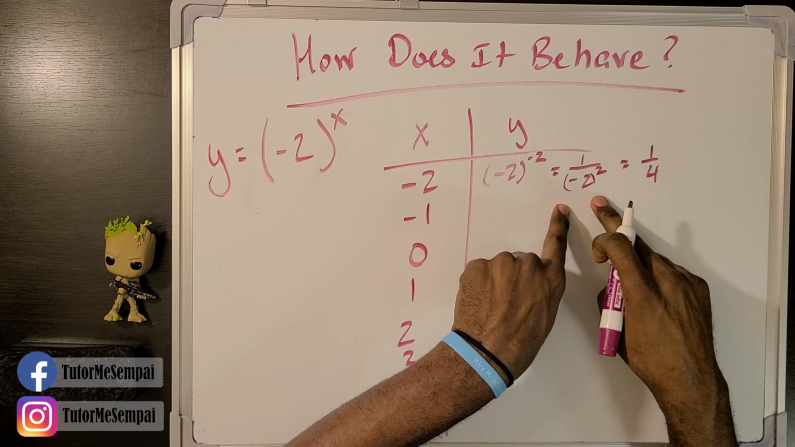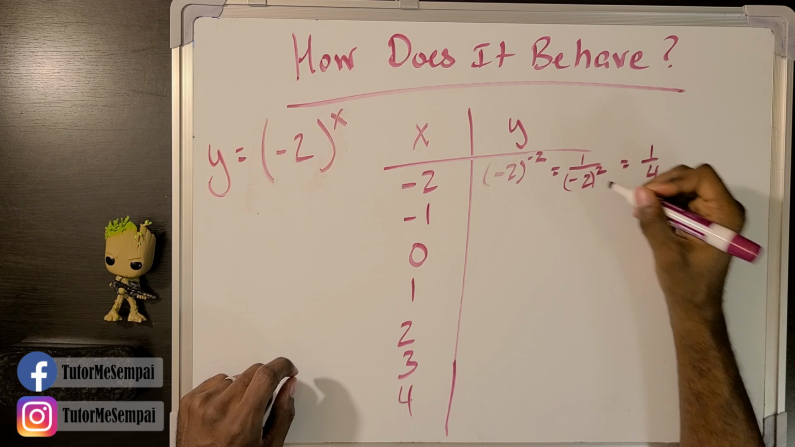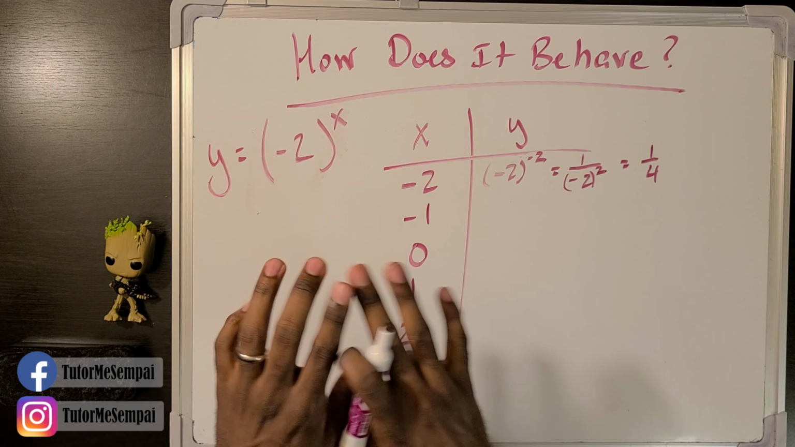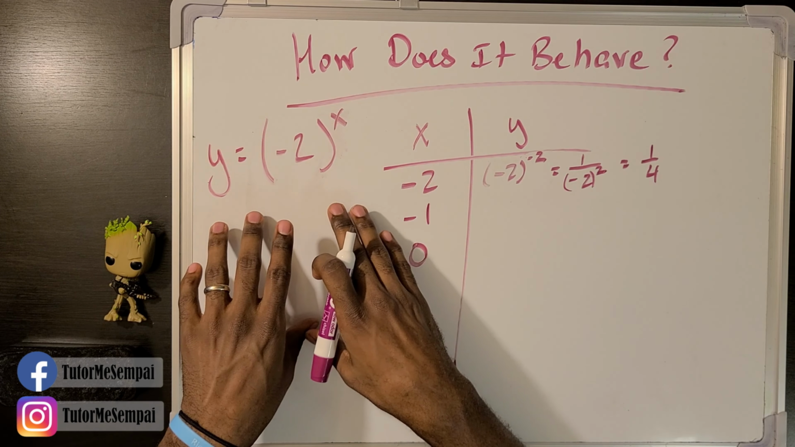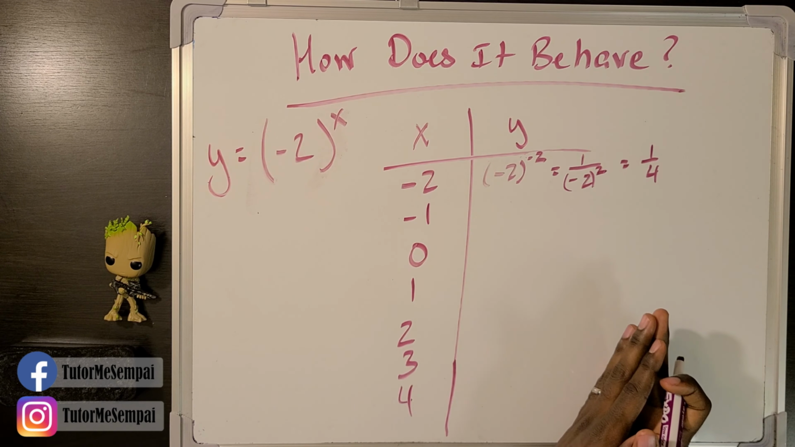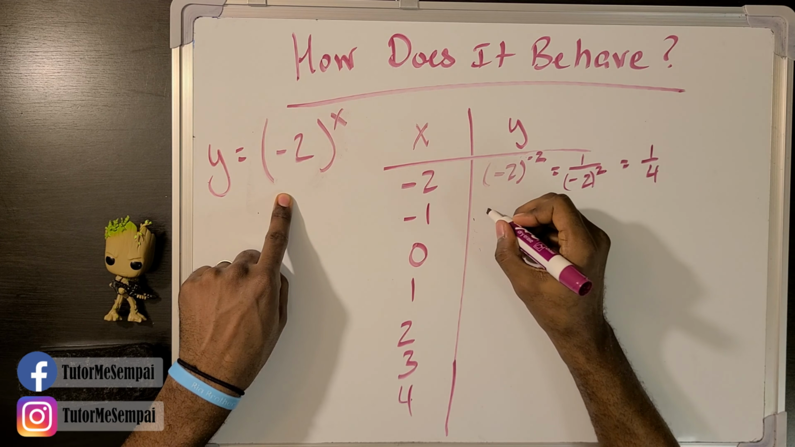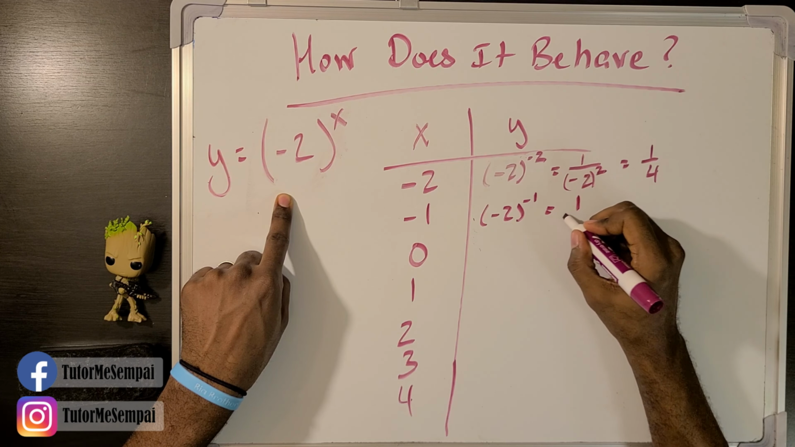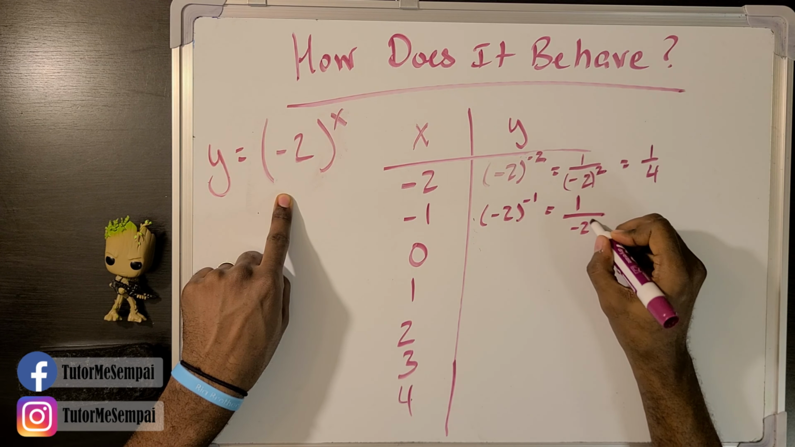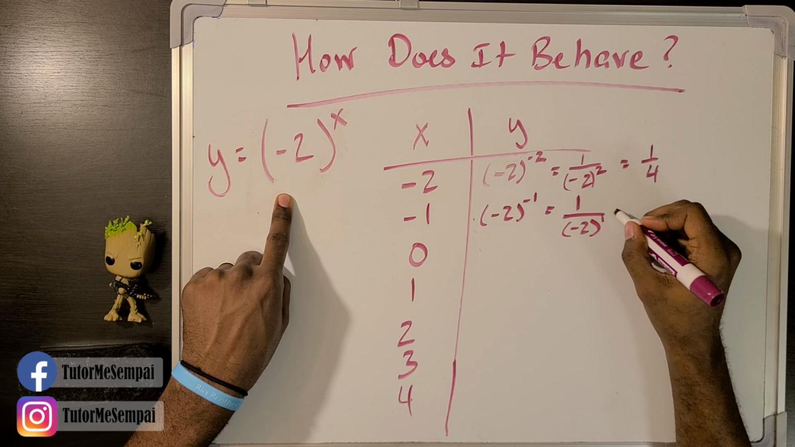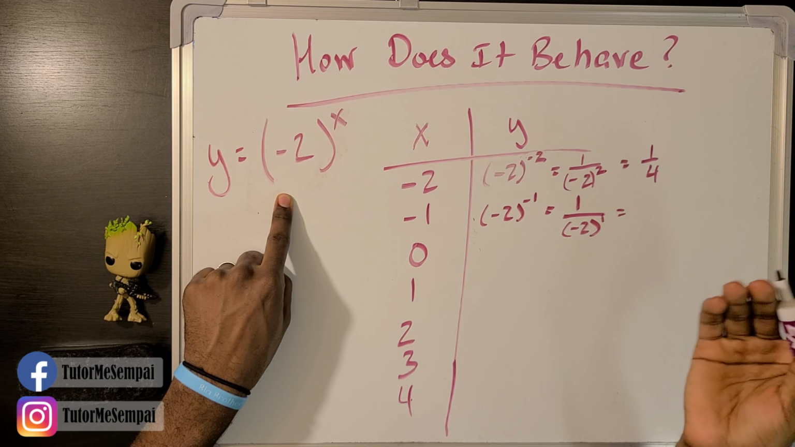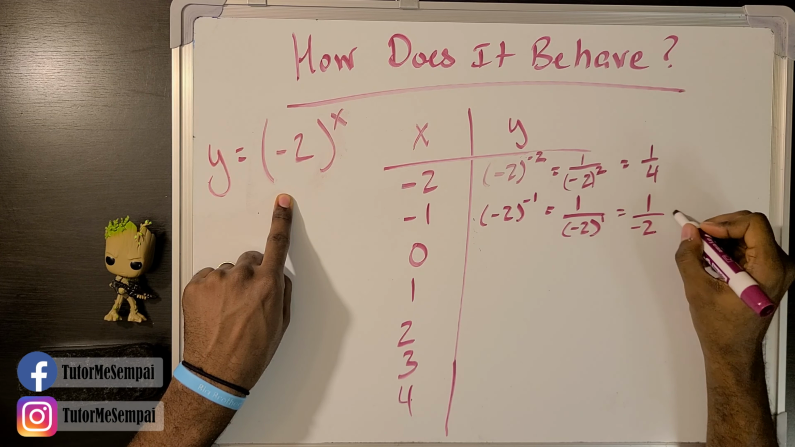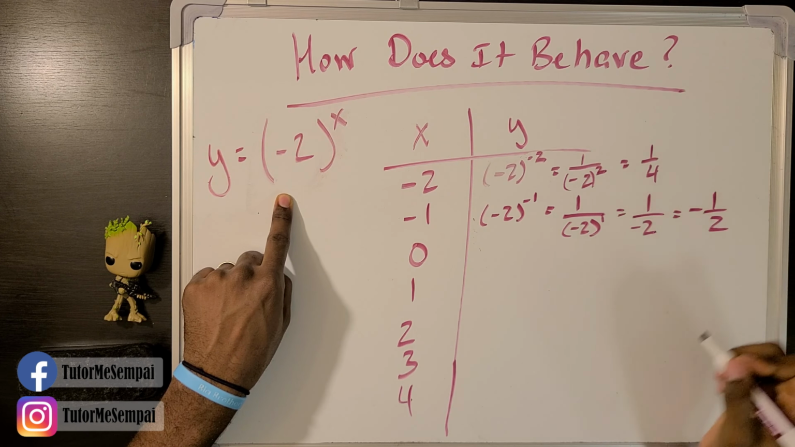Make sure you're not missing your parentheses. Your parentheses are going to be very important in proving why negative bases can't work. If you don't have your parentheses, you could potentially miss out on something. How about -1? So we have -2 raised to the -1st power, and that's going to be 1 over -2 to the 1st power, and anything to the 1st power is going to be the same thing, right? So you have 1 over -2, or just -1/2.